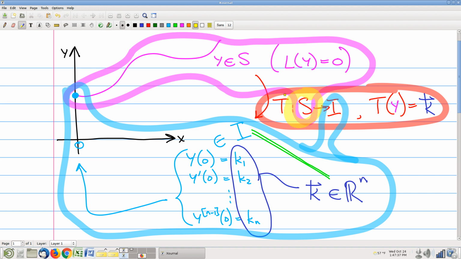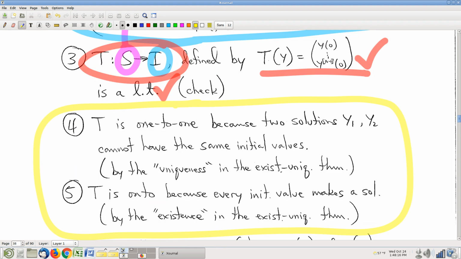Okay, let's say that a little bit differently. How do I know that for every initial condition, how do I know that there is exactly one corresponding solution? Well, because that's exactly what the existence and uniqueness theorem says, right? Certain conditions being satisfied, for every initial condition, there is exactly one corresponding solution. Okay, so for every output in I, there is exactly one corresponding input in S. And that means that this is a 1-to-1 and onto linear transformation.